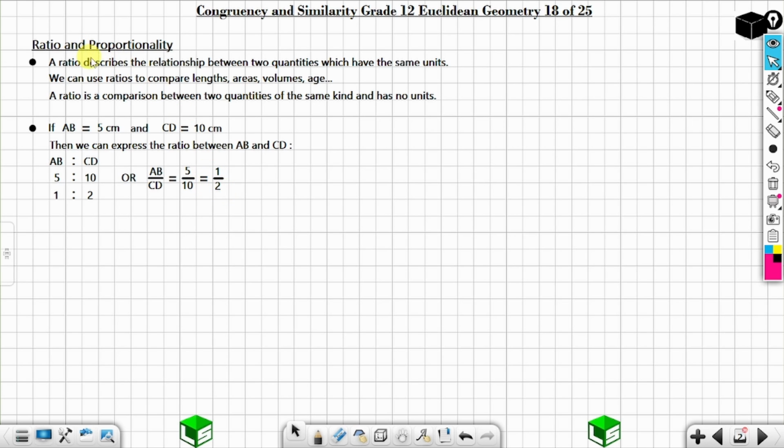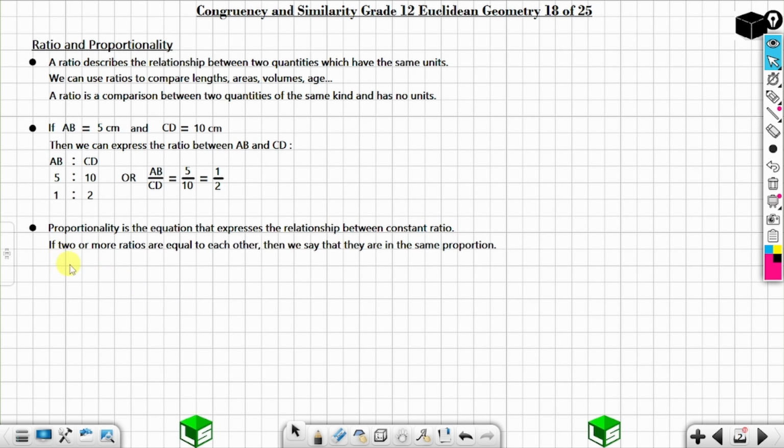Now, proportionality. Okay? Proportionality is the equation that expresses the relationship between constant ratios. So, if two or more ratios are equal to each other, then we say that the ratios are in the same proportion.